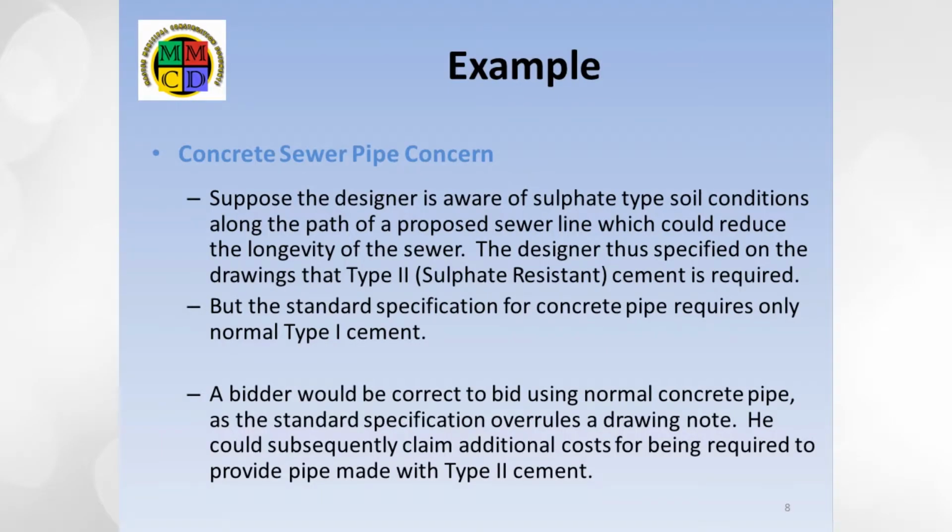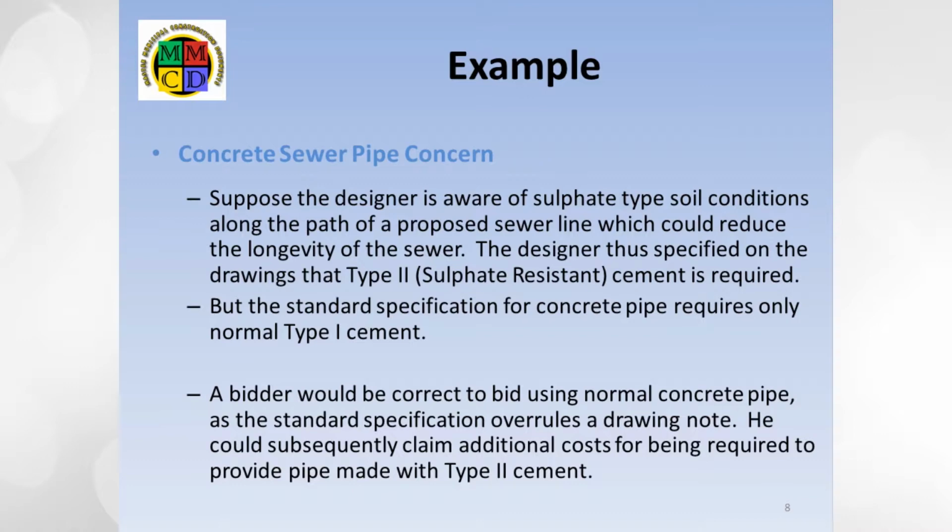Here's just one example of what might happen. On a particular site, there was a soil condition which could reduce the expected longevity of the planned concrete pipe. Rather than specifying coated steel pipe, through a note on the drawing, the designer chose to specify that the concrete pipe be made with type 2 sulfate-resistant cement. This is not a commonly available product, as type 1 normal Portland cement is almost always used, but it can be specially ordered. Obviously, this will incur a surcharge and almost certainly a time delay.